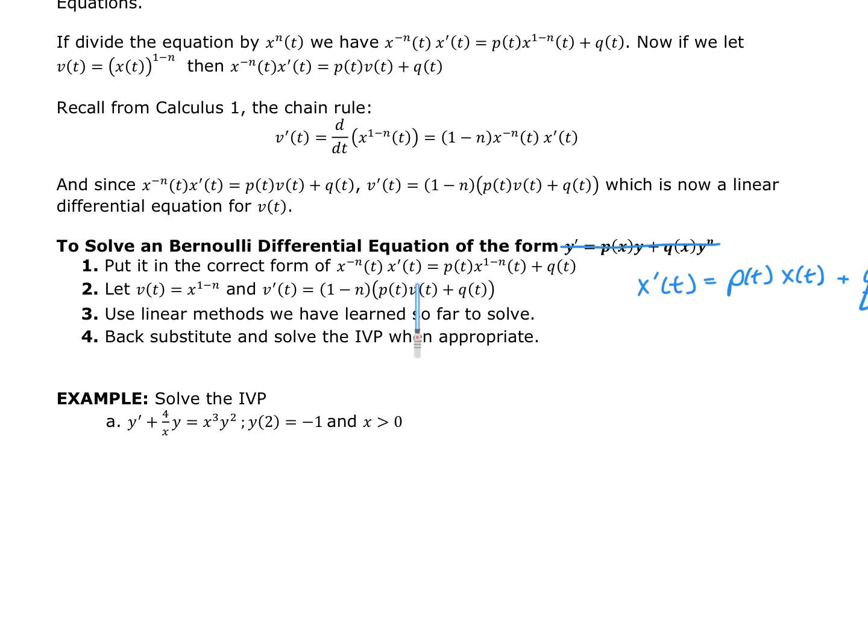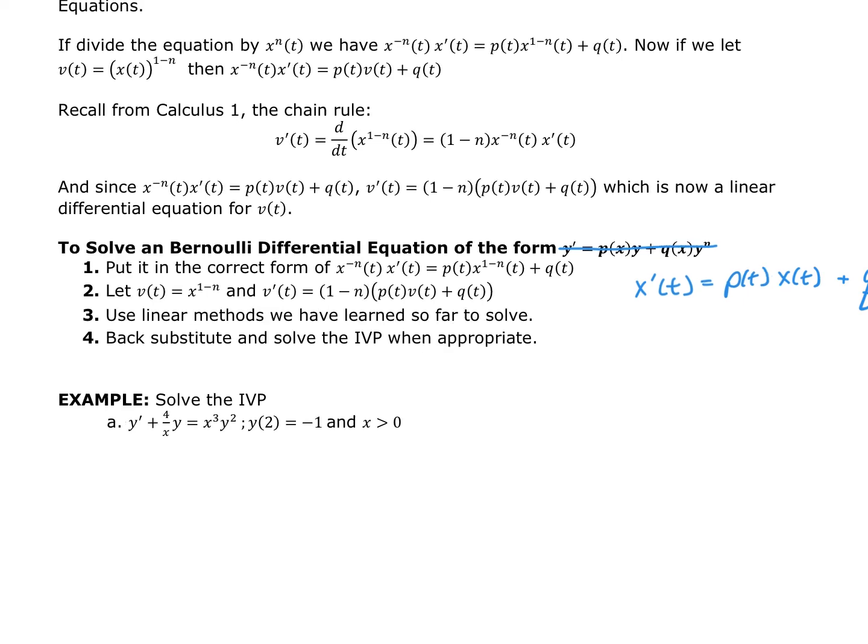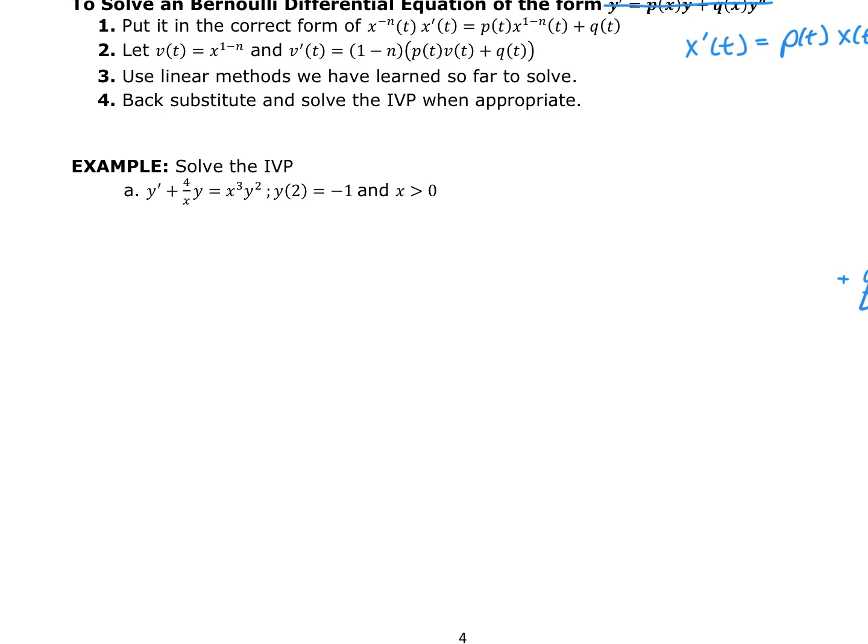So it's in the right form. I do this nice substitution: I let v of t equal x raised to the 1 minus n. V prime of t must then equal that. I use the linear methods that we've learned so far to solve this, and then I back substitute and solve the initial value problem when it's appropriate. So let's go through this example. We're going to solve this initial value problem.